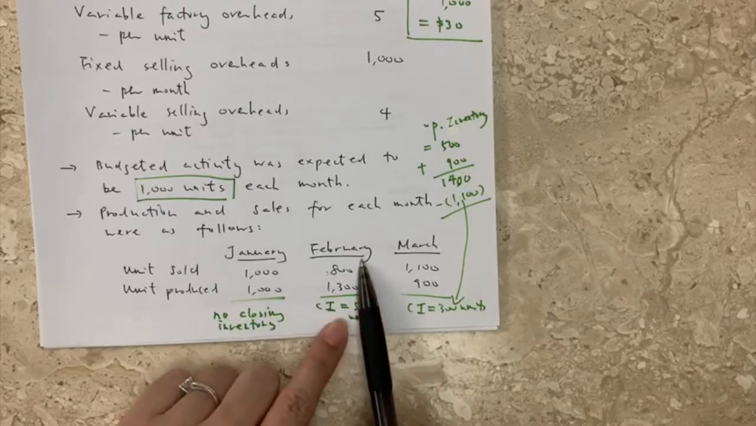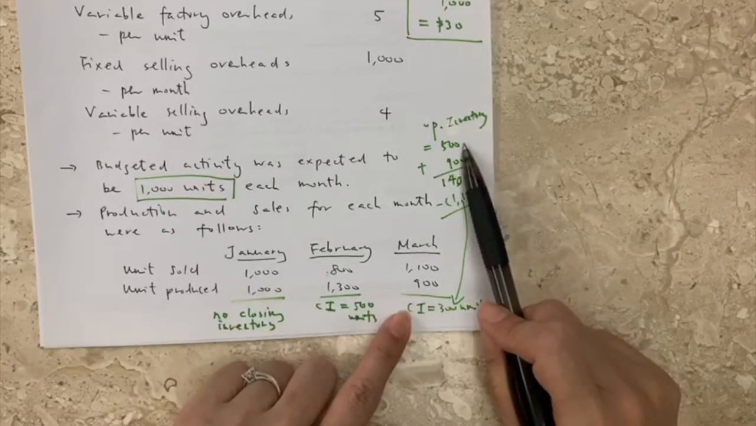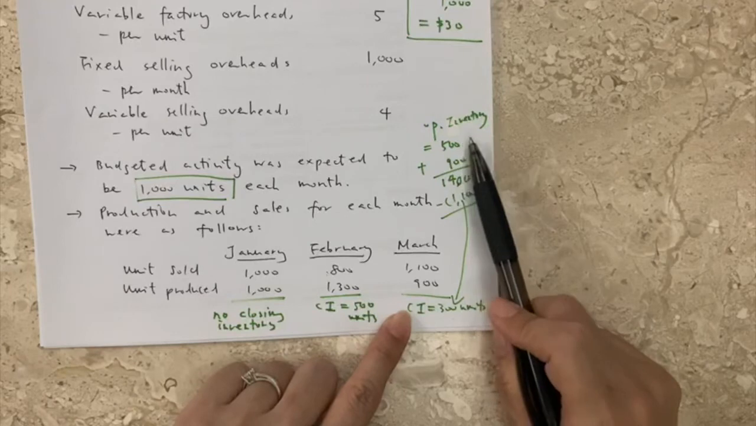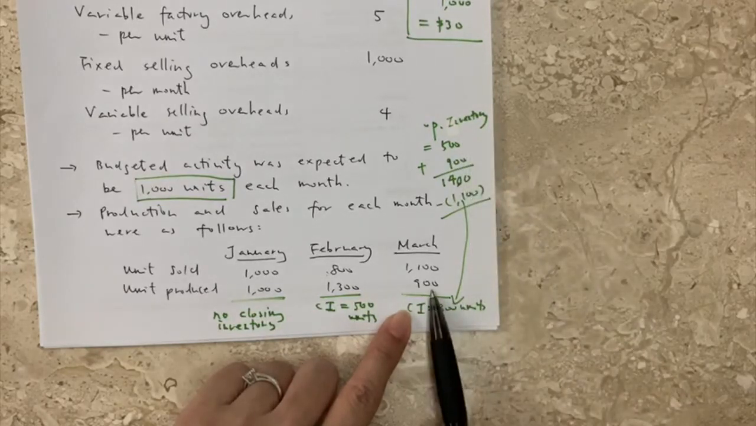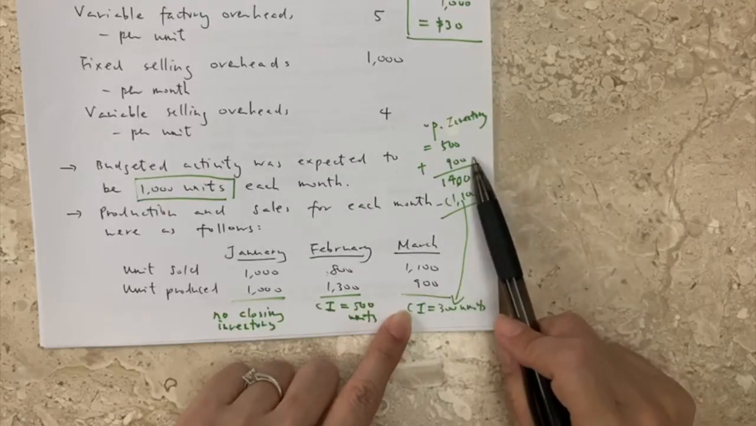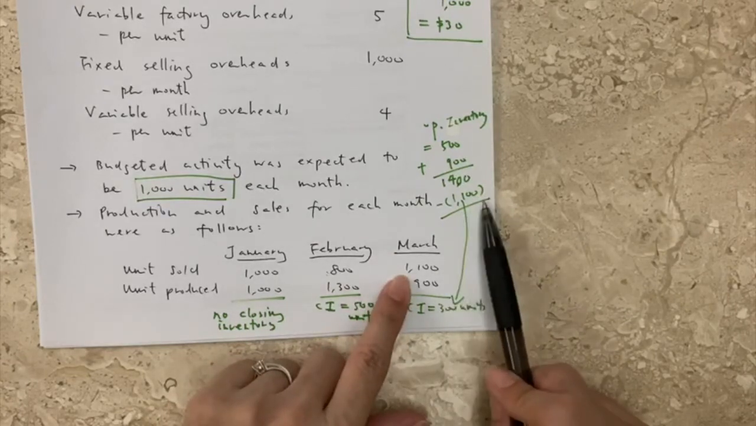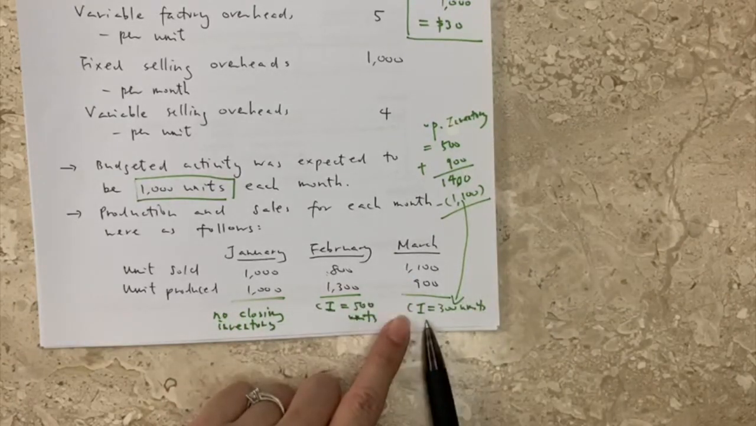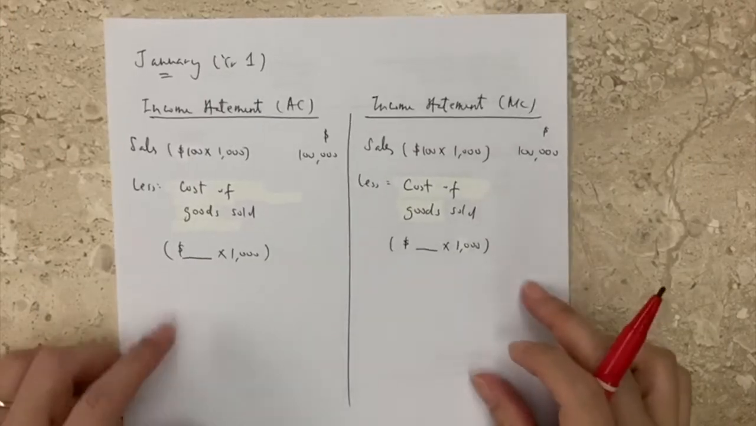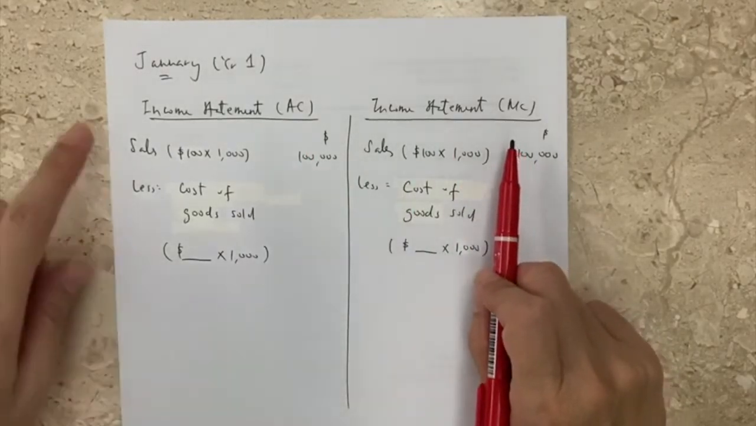The closing inventory in February will be the opening inventory in March, so in March we start with 500, and then we produce another 900, so that will be 500 plus 900. Now we have 1,400, and we sold 1,100, therefore the closing inventory in March will be 300 units. So now we have the income statement under absorption costing and marginal costing for the month of January.